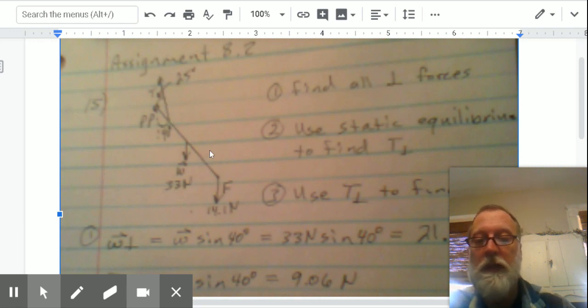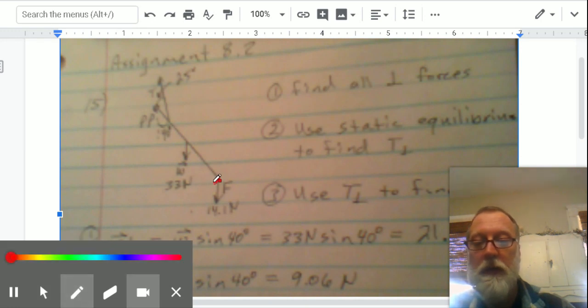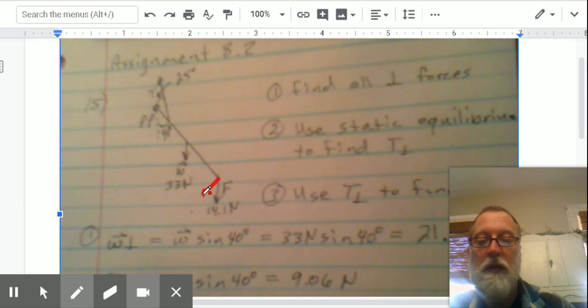So first thing we're going to do is find the perpendicular force to our lever arm here. When I say the perpendicular forces, I mean the perpendicular component of the 33 Newton weight of the leg, and the perpendicular component, which will go right here, of the weight of the foot. So we're going to find these components. And then after we find those components, we are going to use static equilibrium to find the vertical component of the tension.